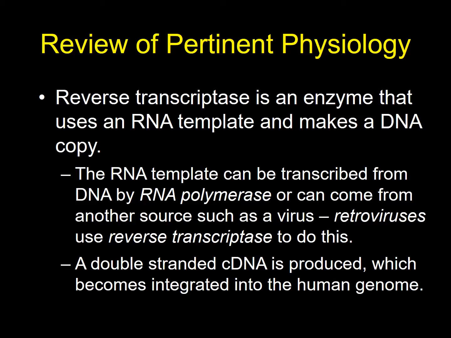It's why it's called reverse transcriptase, because it's not the way it's supposed to be. And that's what this slide is telling you. The RNA template can be transcribed from DNA by RNA polymerase or can come from another source such as a virus. Retroviruses use reverse transcriptase to do this. A double-stranded cDNA is produced, and then it can integrate into the human genome. This is very ugly.